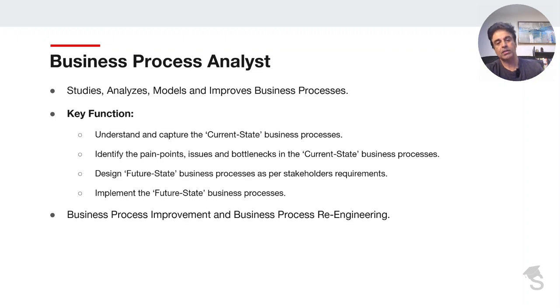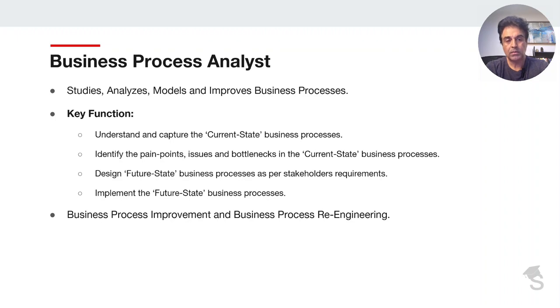Now, the key functions of a business process analyst. Step 1, understand the current state, also known as as-is state, and model it or draw it out. Step 2, analyze the current state and find the pain points, bottlenecks, and issues in the current state process.